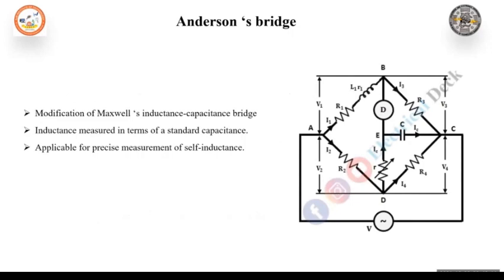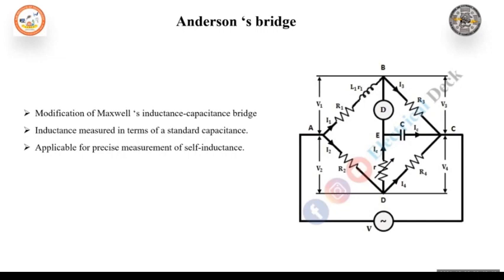Let me go to the next bridge, Anderson's bridge. It is another important AC bridge which is used for the measurement of self-inductance in terms of a standard capacitor. Actually, this bridge is nothing but a modified Maxwell's bridge, in which the value of self-inductance is obtained by comparing it with a standard capacitor. This bridge is basically used for the precise measurement of inductance over a wide range of values.